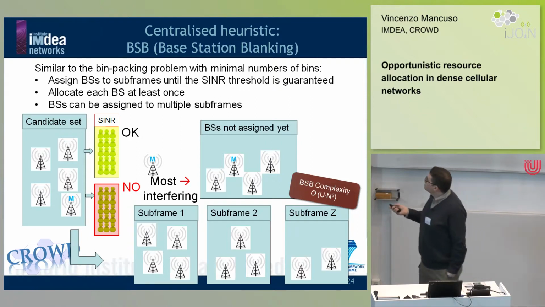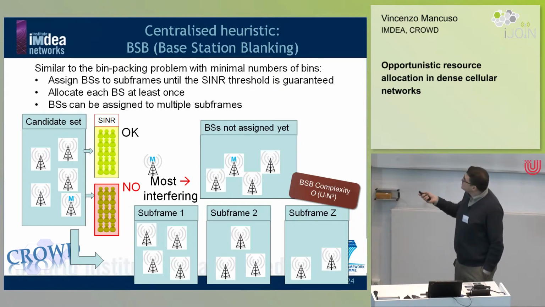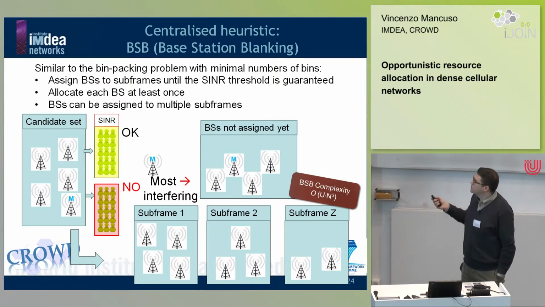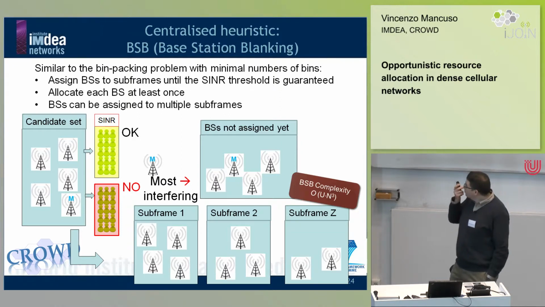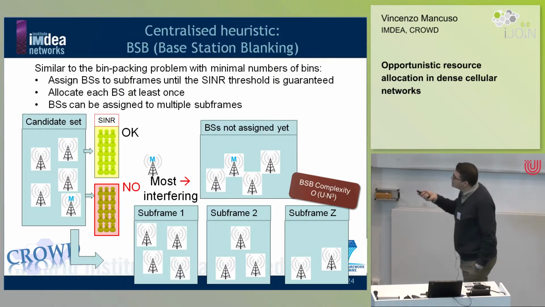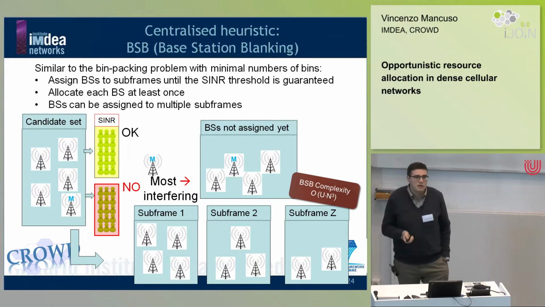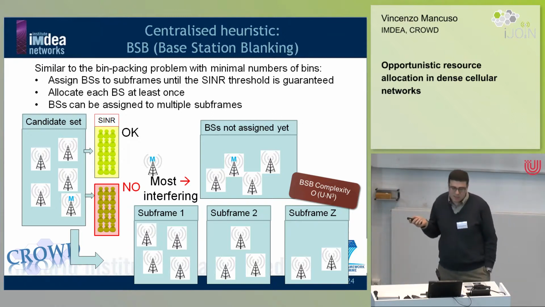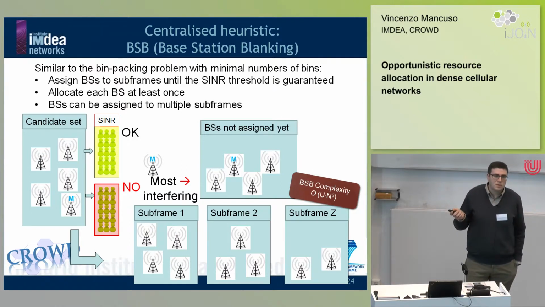The complexity of this approach is linear with the number of users, but it goes with the cube of the number of base stations. So it's okay. This is typical complexity for problems of this kind. The nice thing is that it doesn't grow too fast with the number of users, which is the thing that explodes in the network, really.